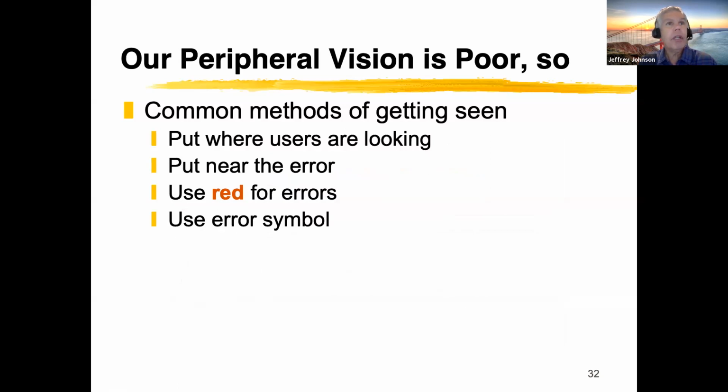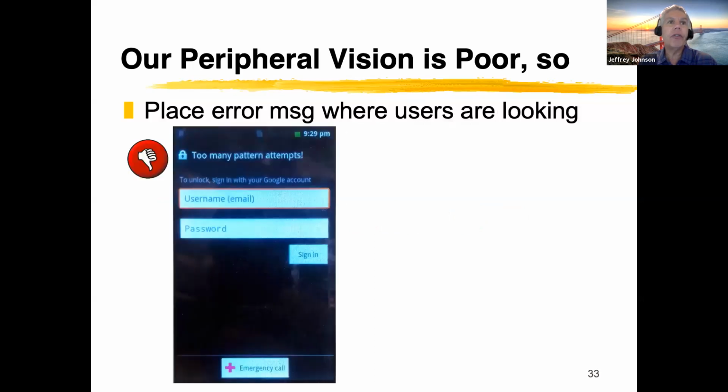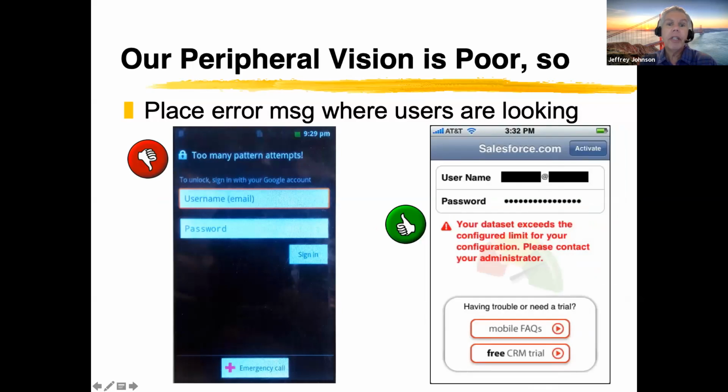The design rule that leads to is: put things where the users are looking if you can predict that. You can't always predict it, but if you can, put it where you know they're going to be looking. Put an error message near the error that the person has made. Use red for errors, and use error symbols to mark errors. So for example, this is a bad design because I'm looking down here and I'm not going to see this error message up here because it's not in a distinctive color, and because this is where I'm focusing. My eye doesn't have high resolution up here because I'm looking here. Whereas this one, it's red, it's in the center, and it has an error symbol.